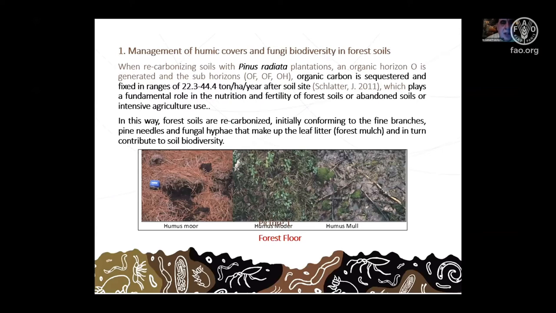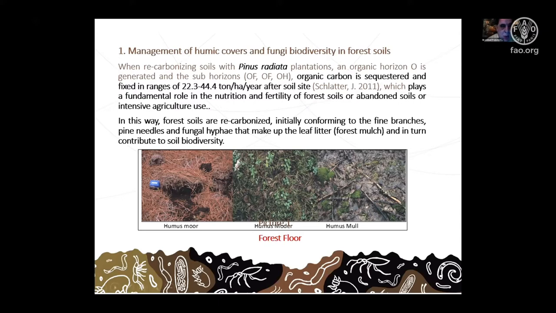The management of humic cover is very important in forest soil. In this way, forest soils are recarbonized, initially conformed by the fine branches, pine needles, and fungal hyphae that make up the leaf litter, which we name forest mulch. And in turn, they contribute to the soil biodiversity.